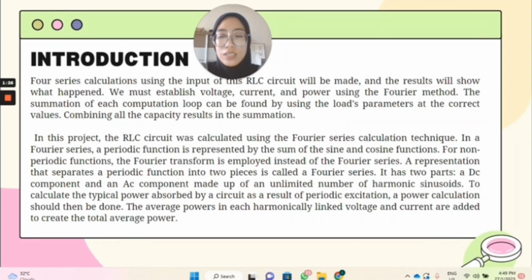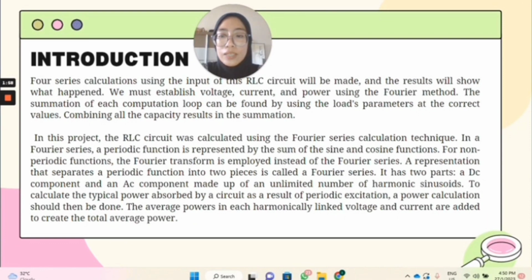In a Fourier series, a periodic function is represented by the sum of the sine and cosine functions. For non-periodic functions, the Fourier transform is employed instead of the Fourier series. A representation that separates a periodic function into two pieces is called a Fourier series. It has two parts, a DC component and an AC component, made up of an unlimited number of harmonic sinusoids.